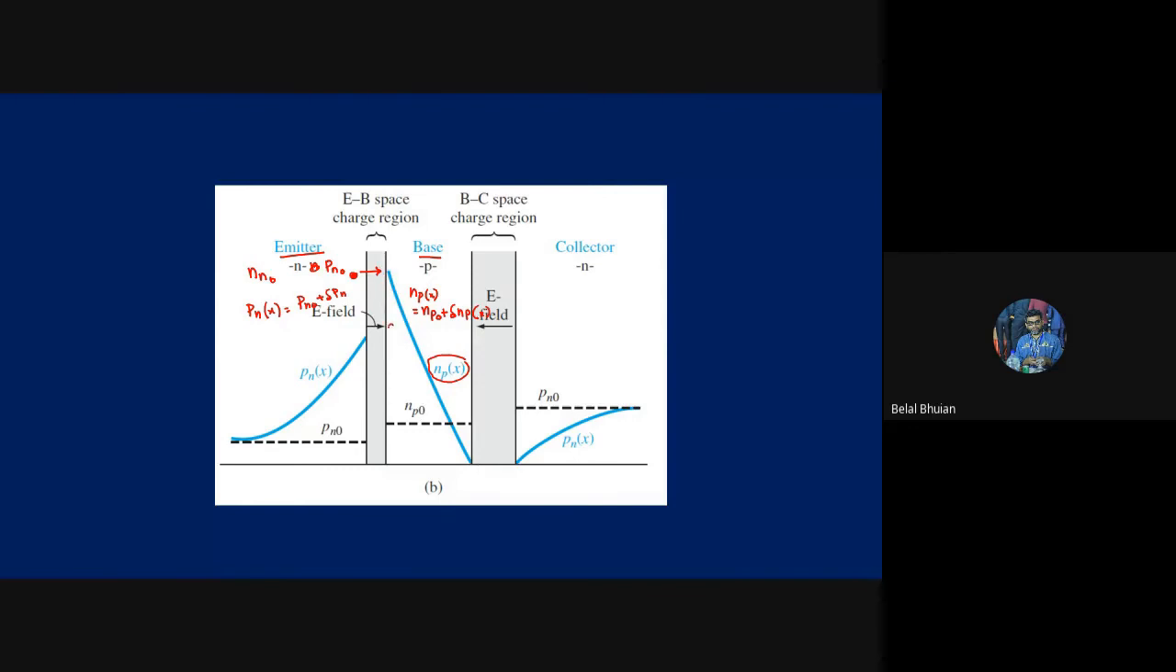So this is our hole concentration. Holes are majority carrier in the base side, and as they are injected into the N side, the emitter side, they immediately become excess minority carrier. The total minority carrier at any position, Pn(x), consists of two parts: one is the thermal equilibrium minority carrier, Pn naught, plus the excess one, del Pn.